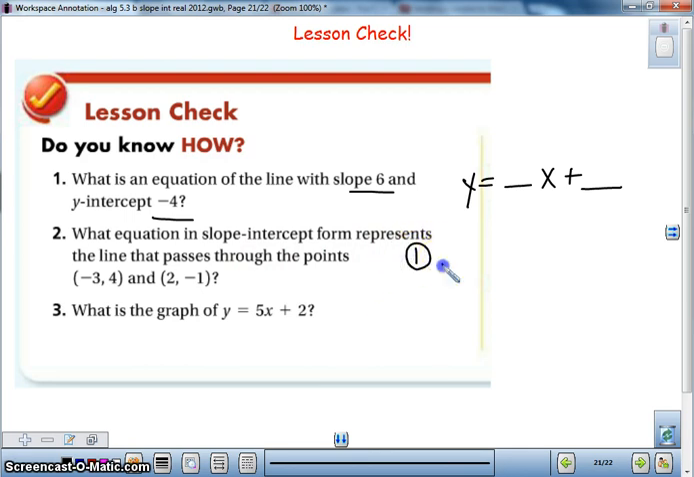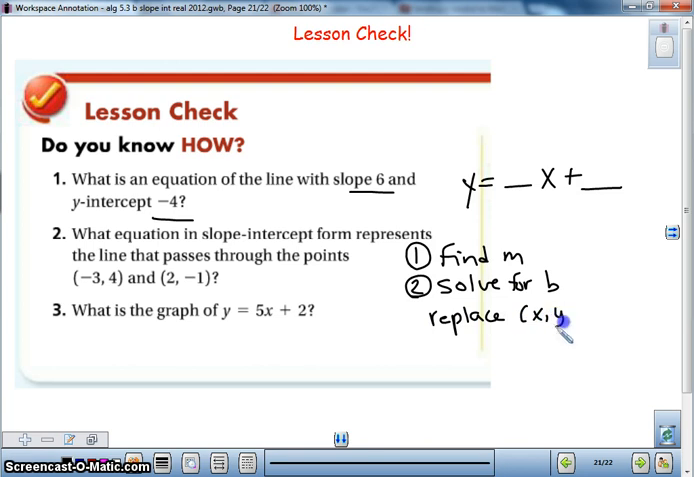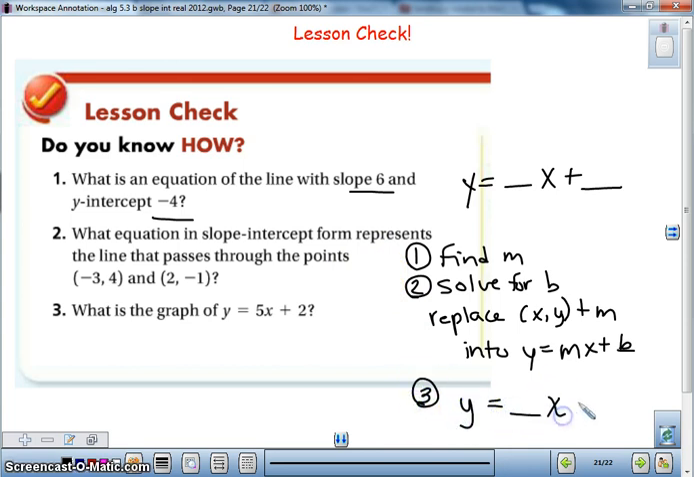First step, remember, find the slope. Second step, solve for b. How do you solve for b? You replace or substitute the x, the y, and the m into y equals mx plus b and solve for b. Still haven't written the equation. The last step is writing it in the form y equals our slope times x plus our y-intercept. And then think, can you graph this equation?